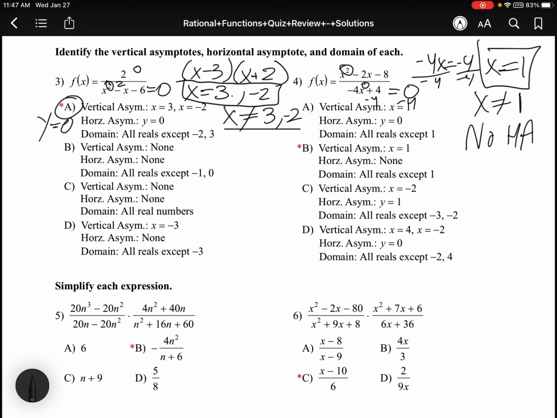So let's look for options that look like this. Option A, the vertical asymptote is at x equals 1. That is correct. But the horizontal asymptote is at y equals 0. We have no horizontal asymptote, so option A is incorrect. Option B, vertical asymptote is at x equals 1. That's correct. Horizontal asymptote, there is none. That is also correct. And then the domain says all real numbers except for 1, and that is correct as well. So the answer is option B.